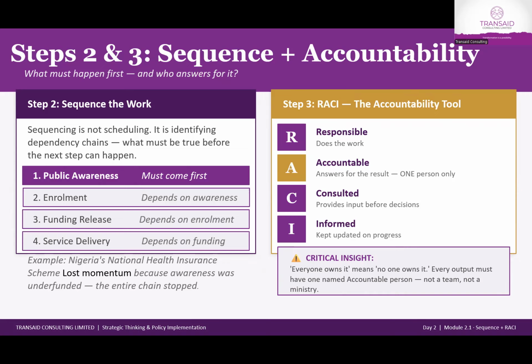Next, accountability. We have the RACI, the accountability tool. Who is responsible? Who does the work? Assigning accountability is the most critical step that you have to discipline yourself to do. Every single output must have one named person who is responsible. If the department is responsible, nobody is responsible. One person must be the one to answer if the ball is dropped.